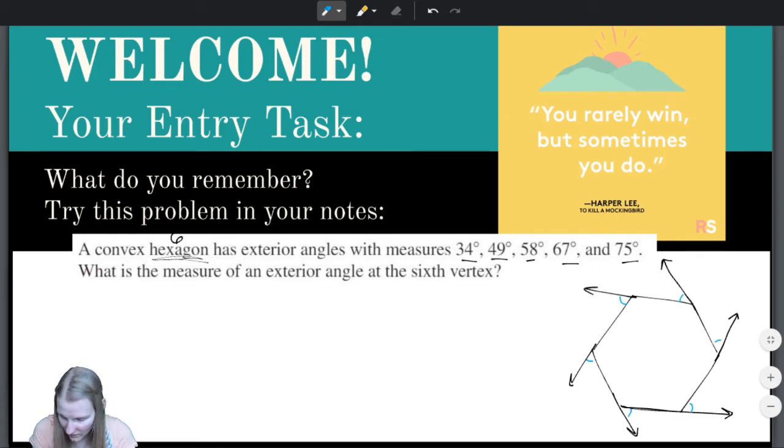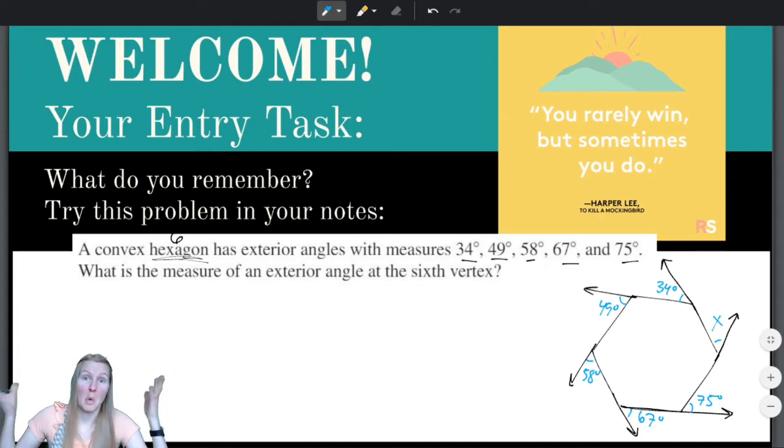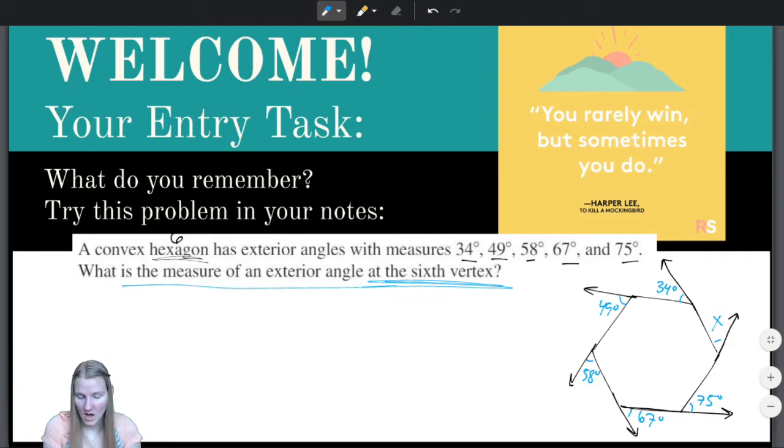And we know that one of them is 34 degrees, one is 49 degrees, one is 58 degrees, one is 67 degrees, one is 75 degrees, and we don't know what the 6th one is. That's what we're trying to find, the measure of an exterior angle at the 6th vertex.